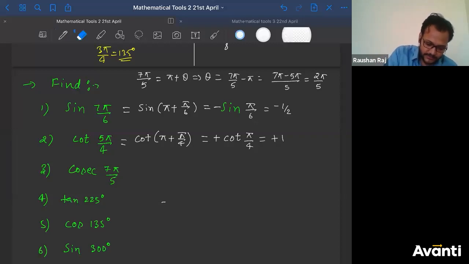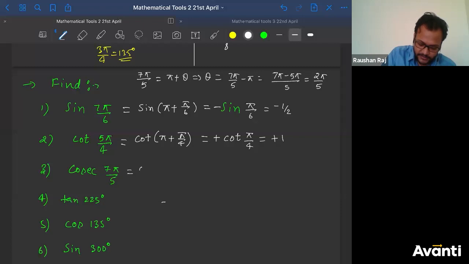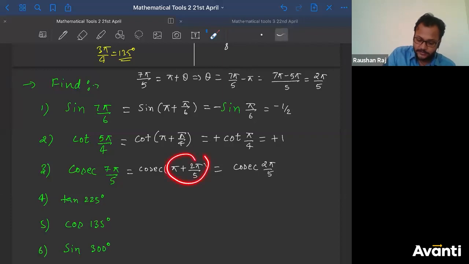So I will write here cosec 7 pi by 5 is cosec of pi plus 2 pi by 5. So what will I do here? I will copy the same trigonometric ratio. We are talking about cosec, so copy that, cosec. The acute angle, 2 pi by 5. In which quadrant is this angle lying? This angle is lying in third quadrant. So in third quadrant, what is the sign of cosec?